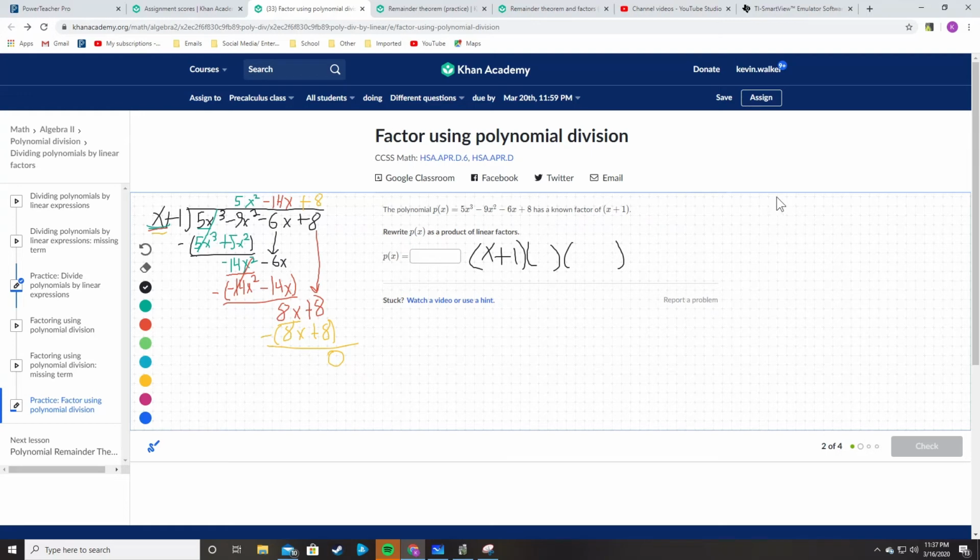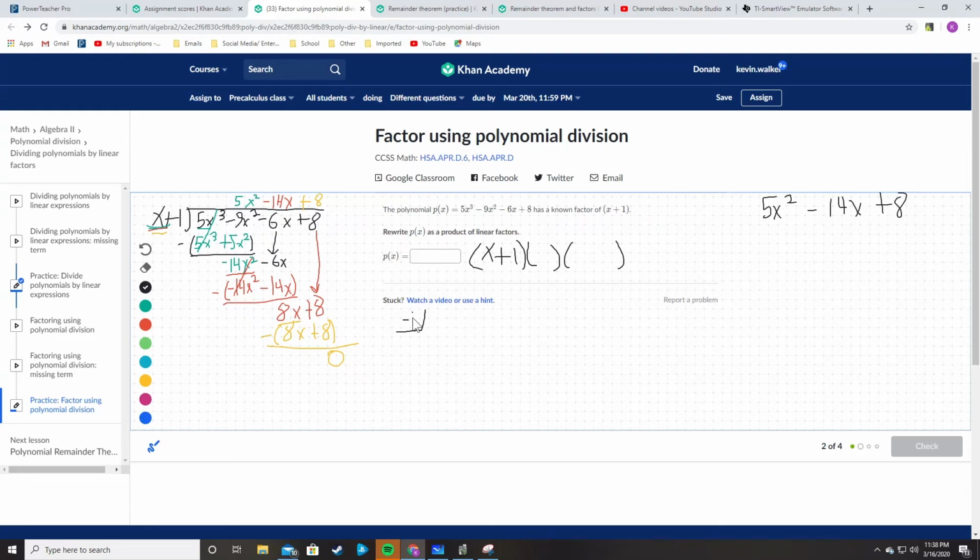We had 5x squared minus 14x plus 8. Now, even though I just did all this, and some of you guys are a little comfortable with it, we could have simply gone through it with synthetic division. So how do we do that? We just take the 0 that we get from solving for x plus 1.